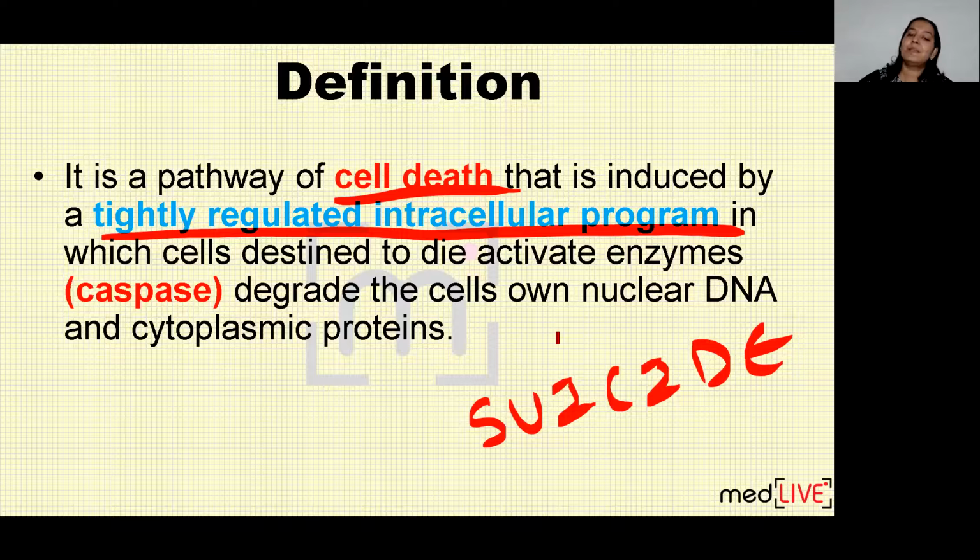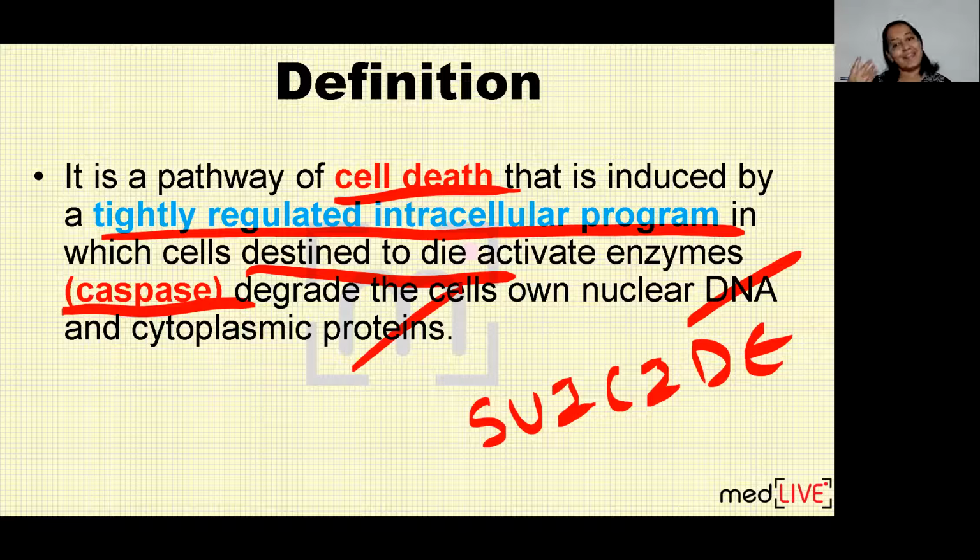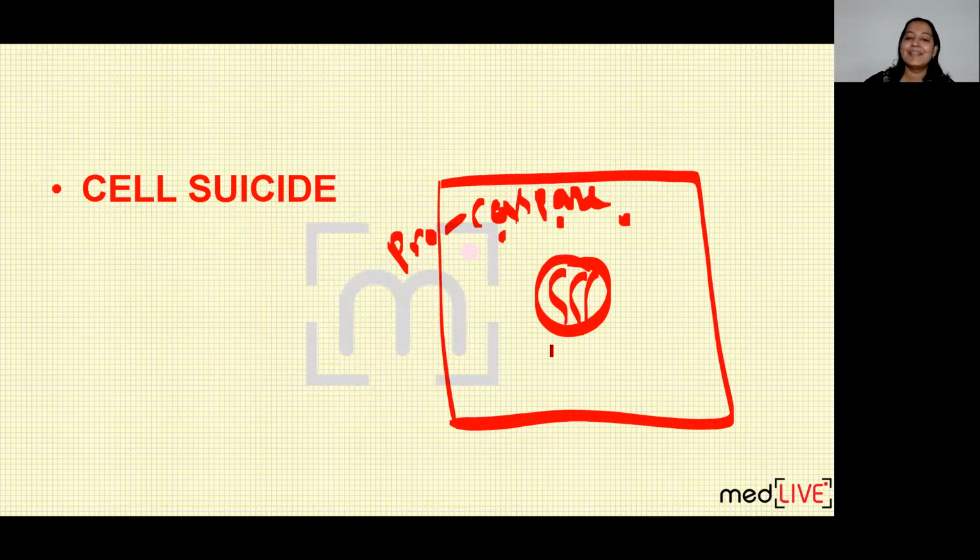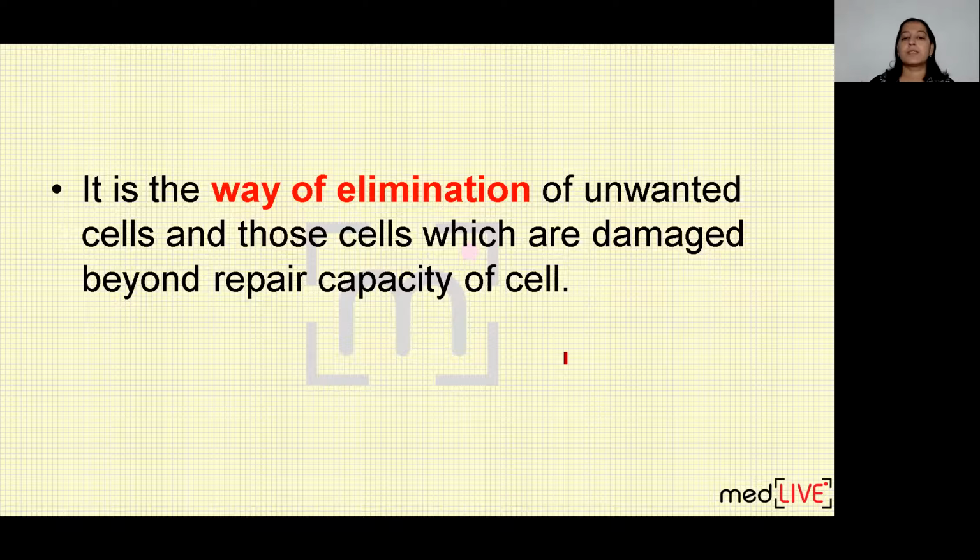So in this mechanism, the cell which is destined to die, which has decided to die, will activate enzymes. What is the name of that enzyme? Caspase, inside the cytoplasm. And that caspase will degrade the DNA and proteins of the cell and the cell will die. So don't mug up the definition, just understand what it means. So can I say apoptosis is a way of elimination of unwanted cells from the body? The cells which have already performed their function, or the cells which are damaged beyond repair, are eliminated from the body with the help of a mechanism known as apoptosis.